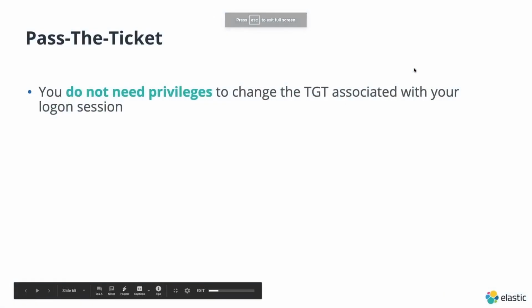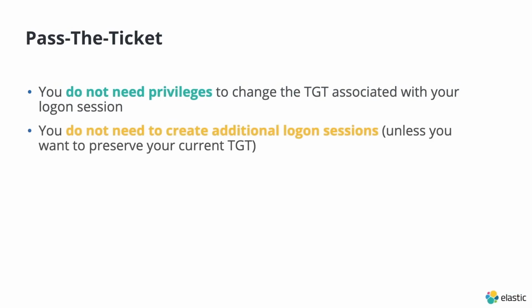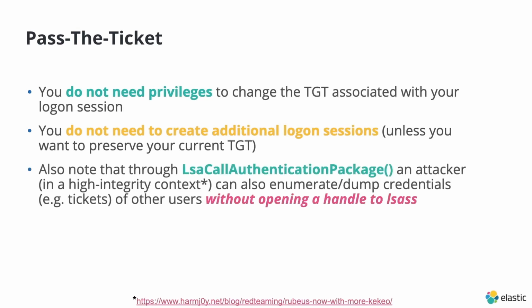A couple of things to note. As I showed there, we were medium integrity, so you don't need privileges to change the TGT associated with your session, but obtaining a TGT in the first place is a different matter. You don't need to create additional logon sessions, but bear in mind when you apply a new TGT, you blitz the old one. The way to get around this is that net-only gadget that we saw before. So you create a dummy new credentials session, and then you can apply the TGT to that session while preserving your own. Also note that through this API, you can do a lot more than just pass the ticket.